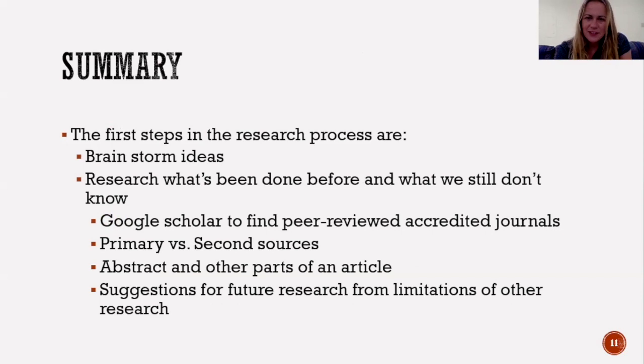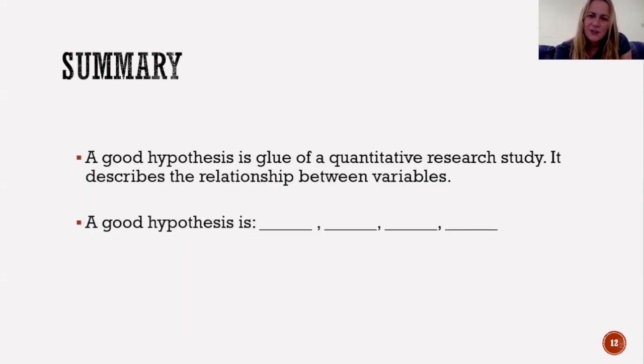So to summarize everything that we've talked about today, the first steps in the research process are you want to come up with an idea, read what's been done before so that you can narrow your proposal in to address a question that we still don't know the answer to. And you can do this by using Google Scholar and looking for these articles that we talked about and these parts of the articles. The next step then is to form a hypothesis that will describe or explain the relationship between 2 variables. A good hypothesis is the glue of your whole study. All of your methods and all of your results are going to flow from this hypothesis.